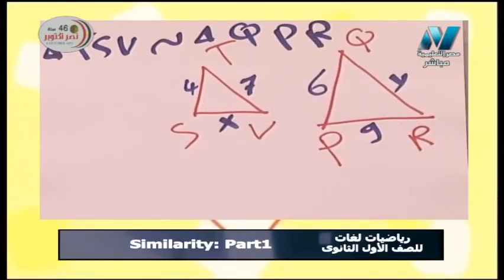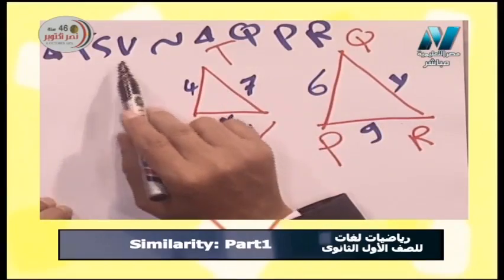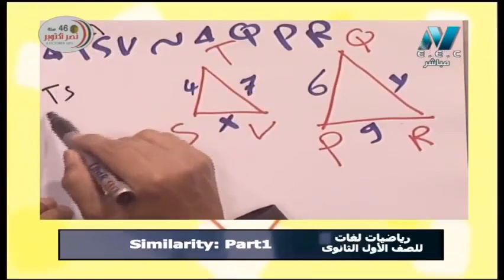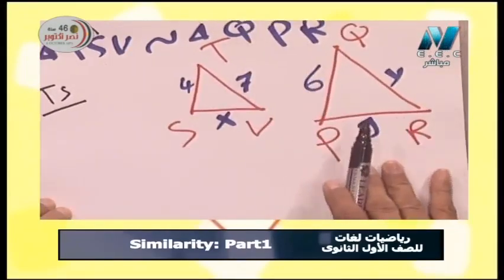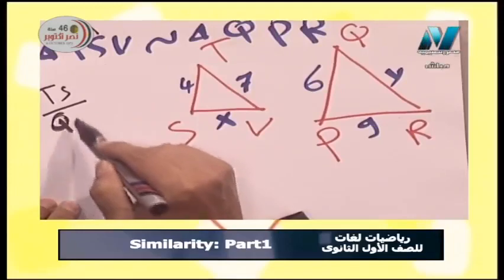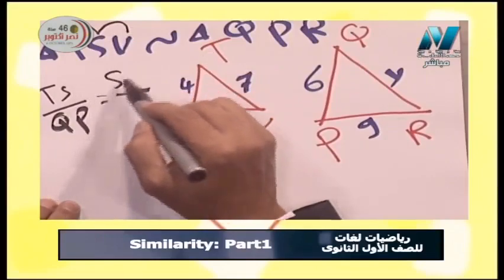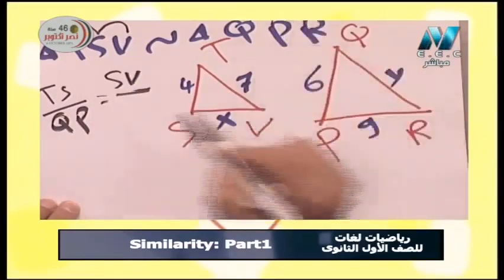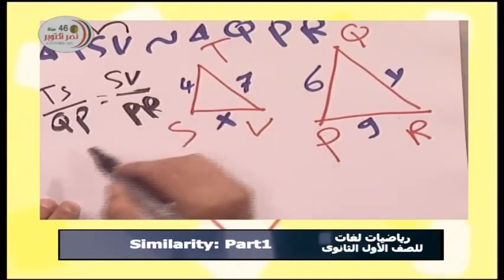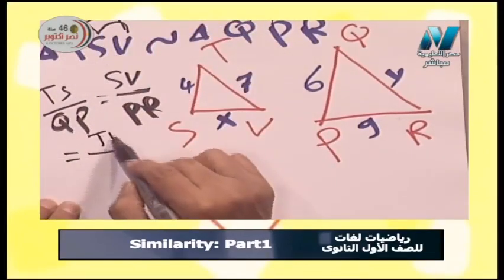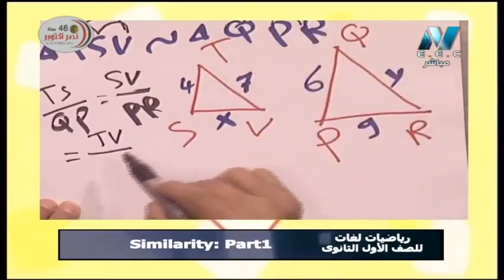Okay, let's go to the next step. We have the two triangles. TSV is similar to triangle QPR. So TS over QP must equal SV over PR, equal the third one, TV over QR.